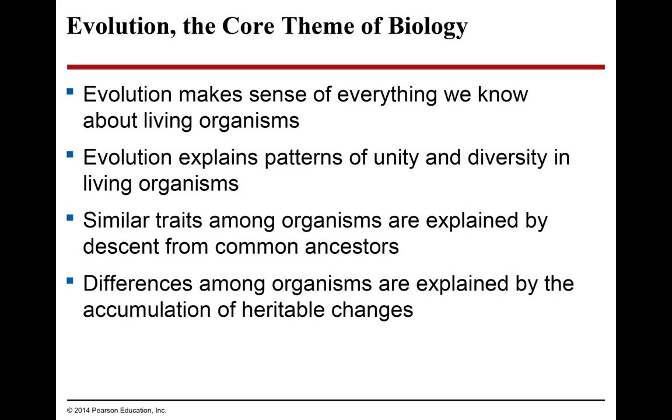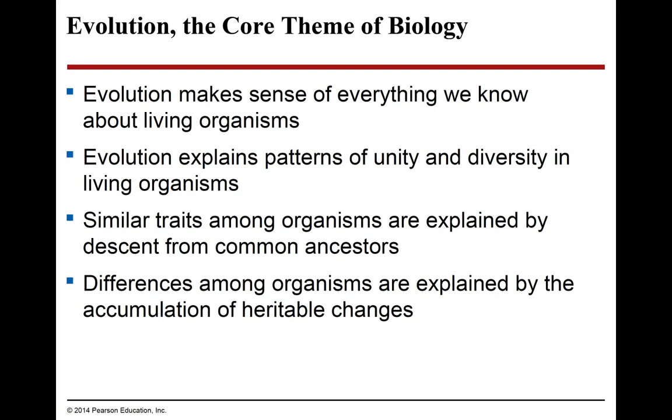Evolution explains patterns of unity and diversity in living organisms. Unity and diversity sound like two different terms, right? They're like oppositions a little bit. Unity, that we have similar proteins that we were talking about. We have the same four components of DNA, A, T, C, and G, that make up every single thing that's alive. And diversity, there are trillions of different organisms on our planet. So we have characteristics in common, but also a very diverse life base on our planet.